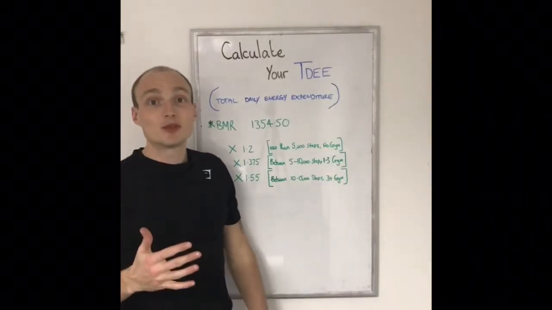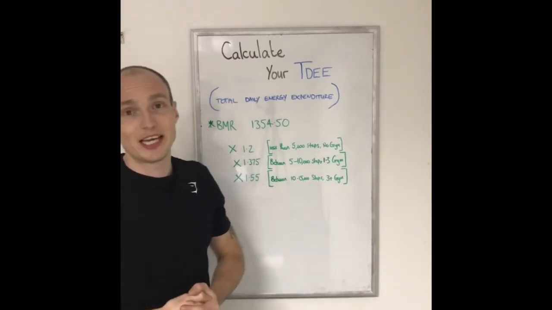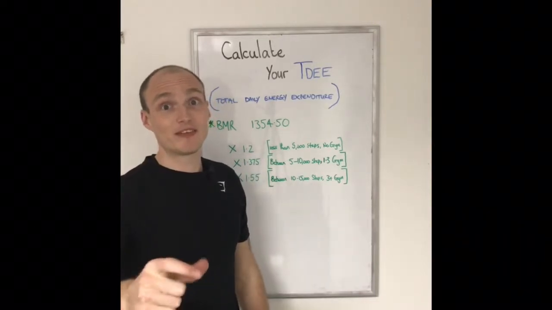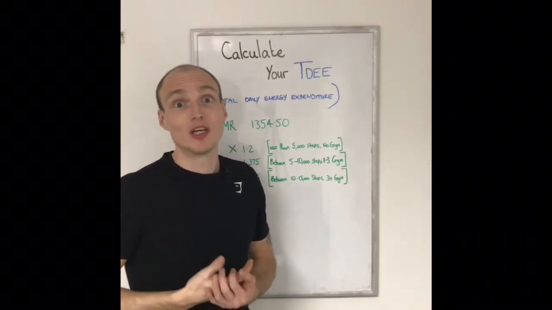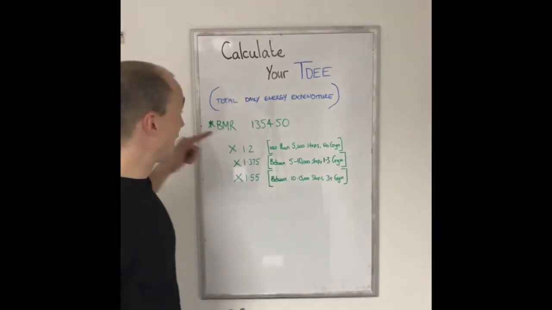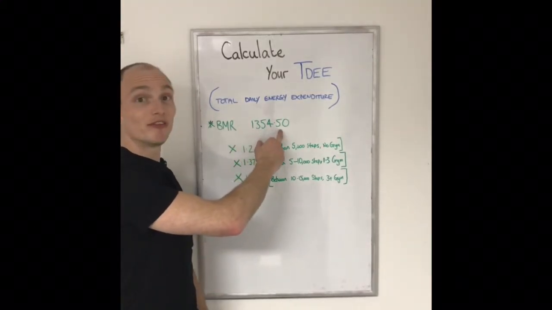Okay, so you worked out your basal metabolic rate. You know what you're burning without your daily exercise or any energy expenditure. So now we need to calculate our calorie target for what you're actually burning. How many calories you're burning throughout the day for your going to work, for your steps, for your activity at the gym. So you have your basal metabolic rate. From the previous example, it's 1354.50.